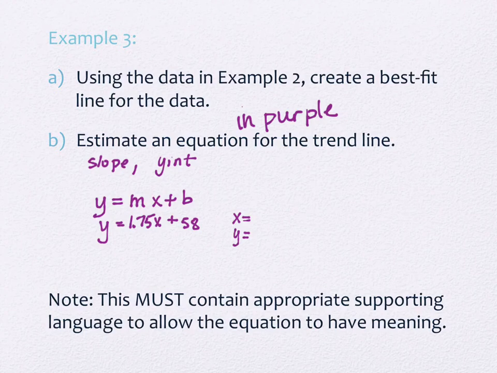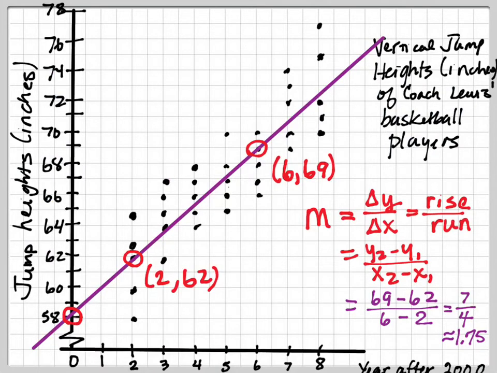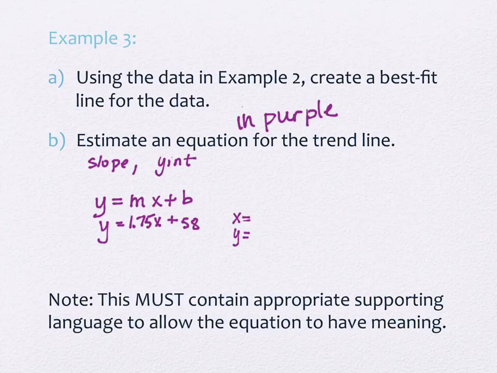What is X? Well, my X-axis here is the years, right? But specifically, whatever value I used, the 2 and the 6, it wasn't year 2 and year 6. What was 2? 2002. What was 6? 2006. So I'm actually measuring these as the years after 2000. So I need to write that as part of my key. My X value is the years after 2000.